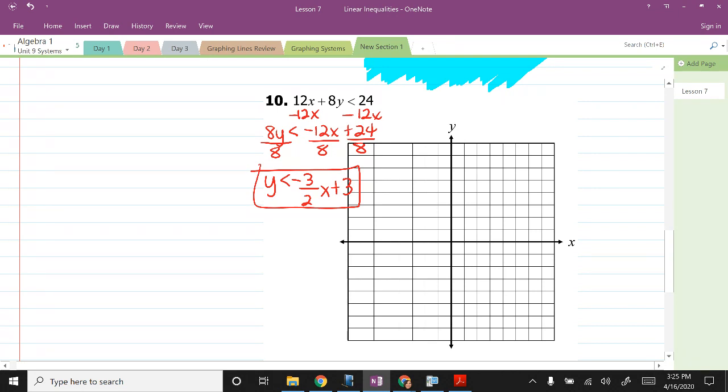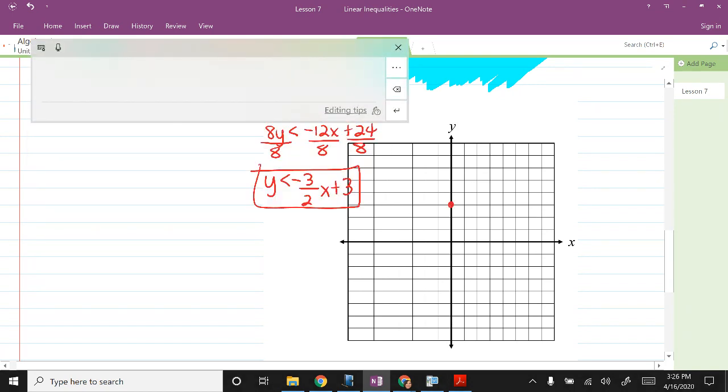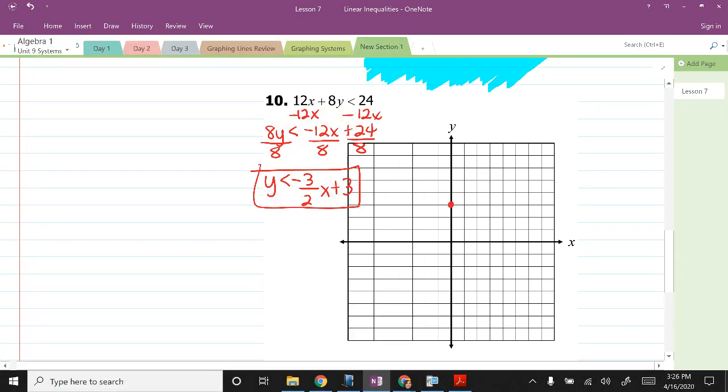So my y-intercept is at positive 3 on the y-axis. I don't know why stuff keeps popping up on me. Sorry, guys. Touch screen is touchy.